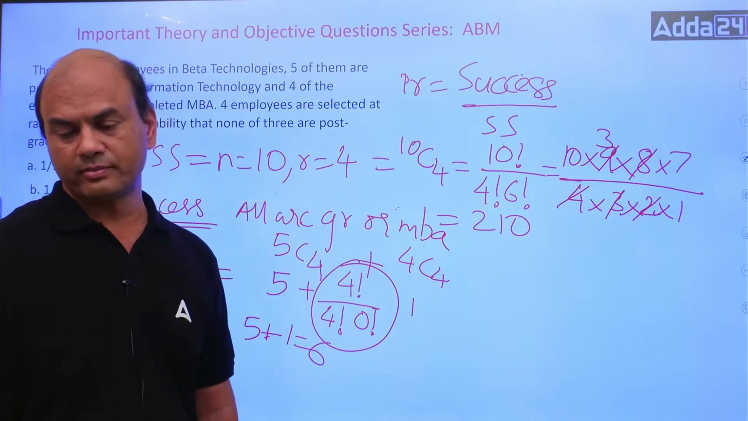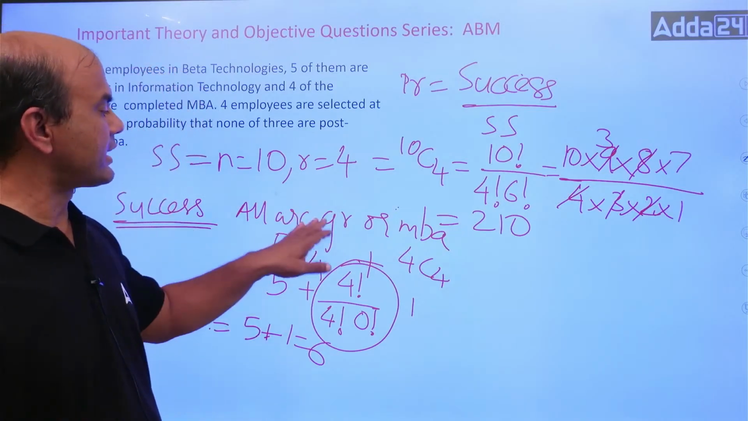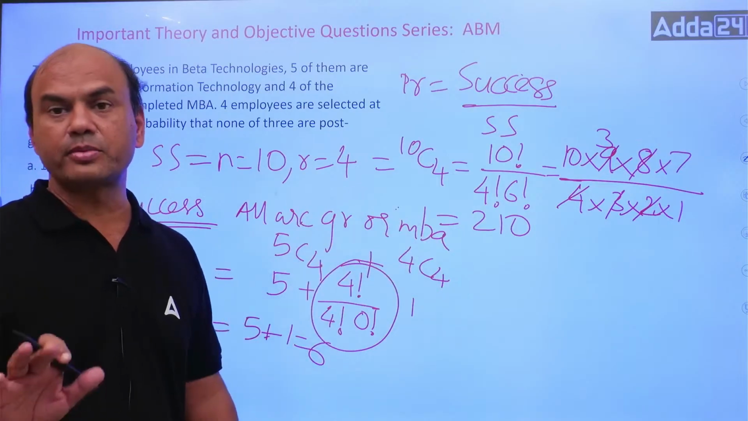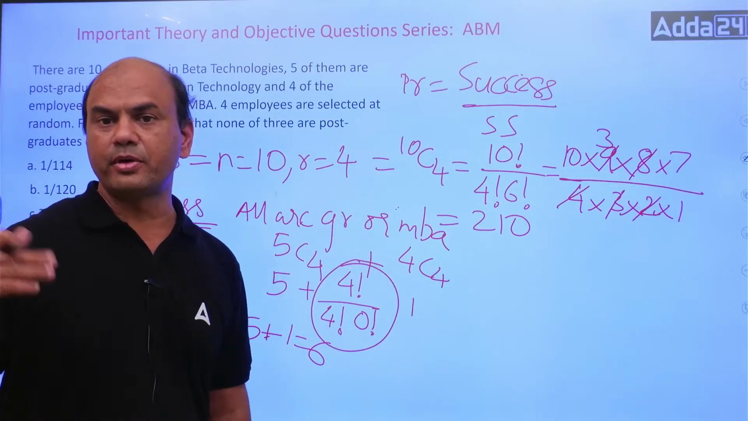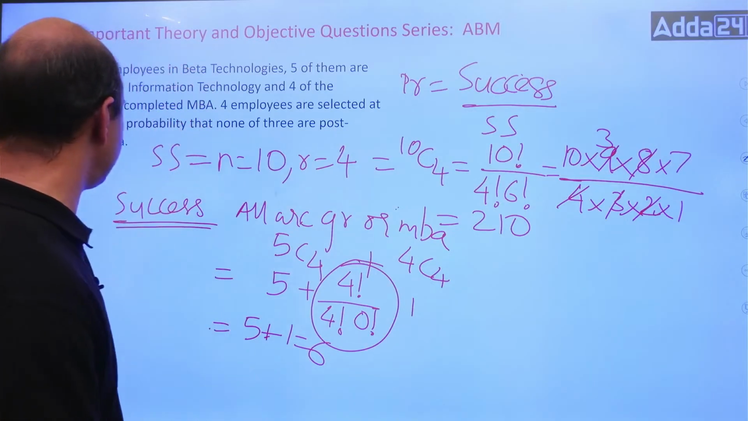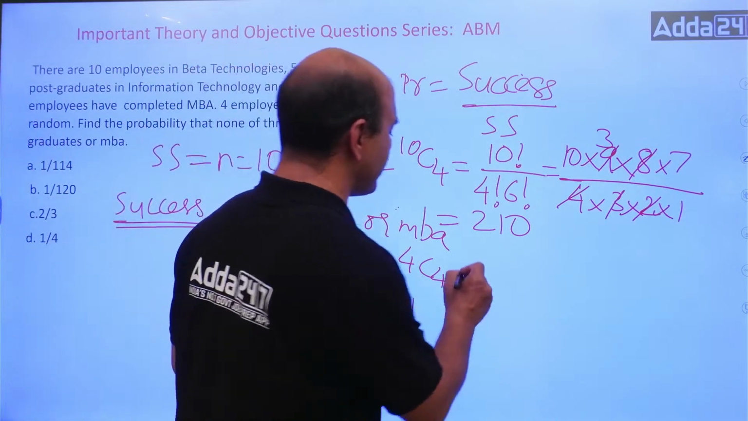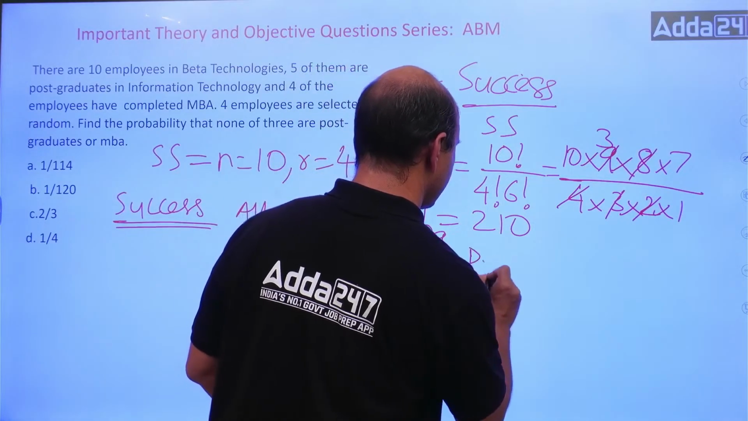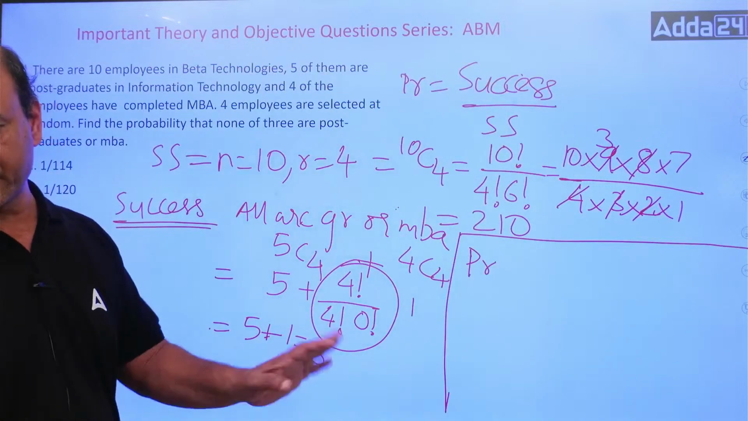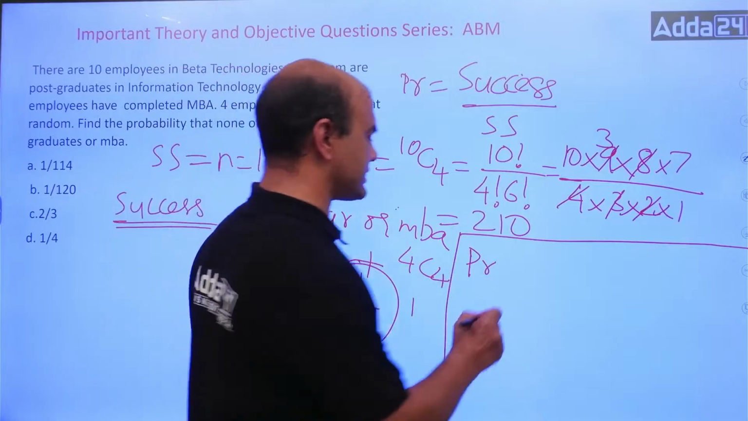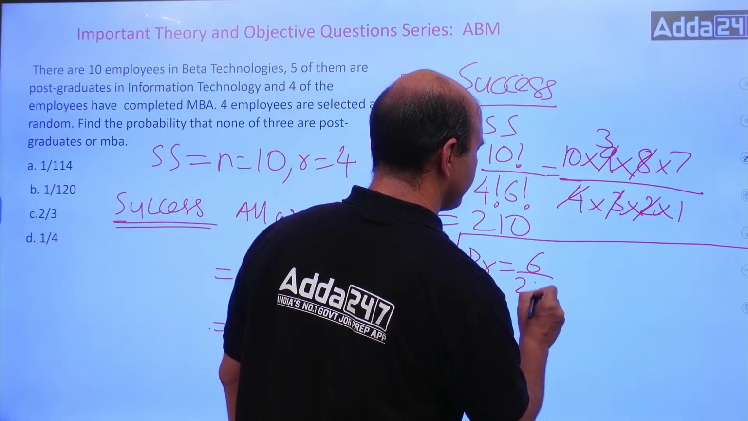Now, first find out the probability that they are either graduates or MBAs. So what is the probability? Success upon sample space. So where will I write? Shall I write it over here? So probability, okay, now it's separate. Probability equals success upon sample space. So 6 divided by 210.